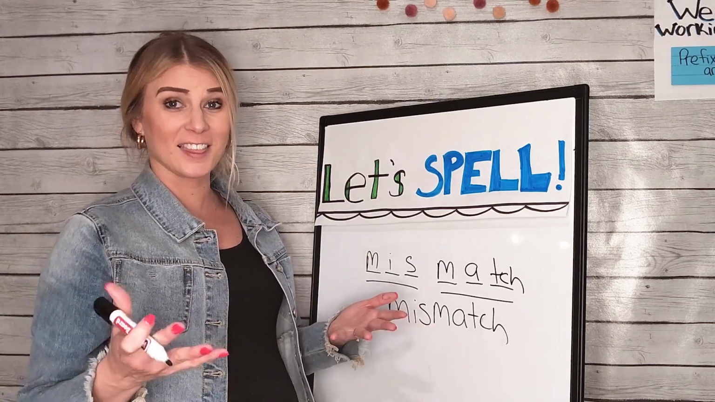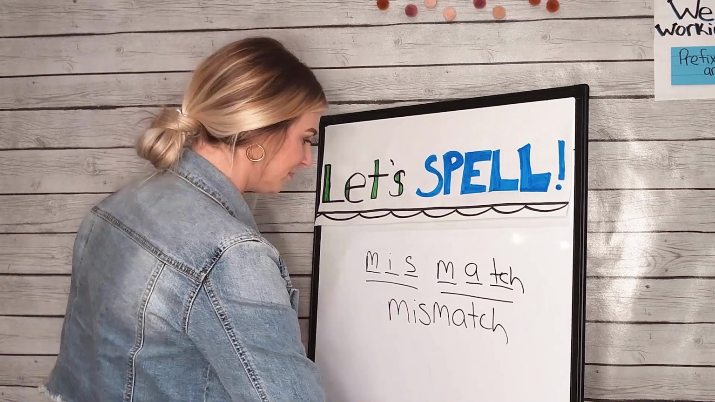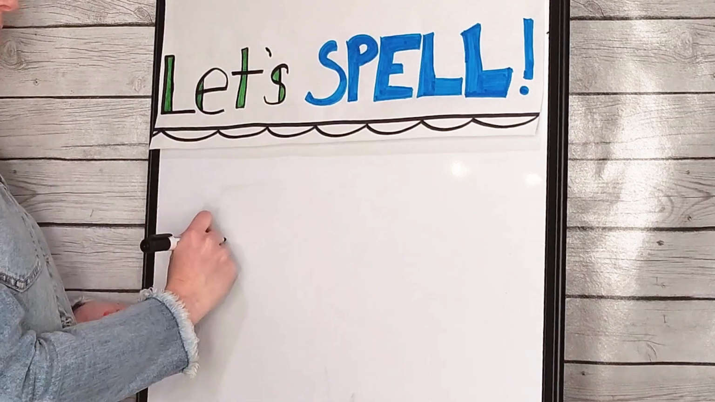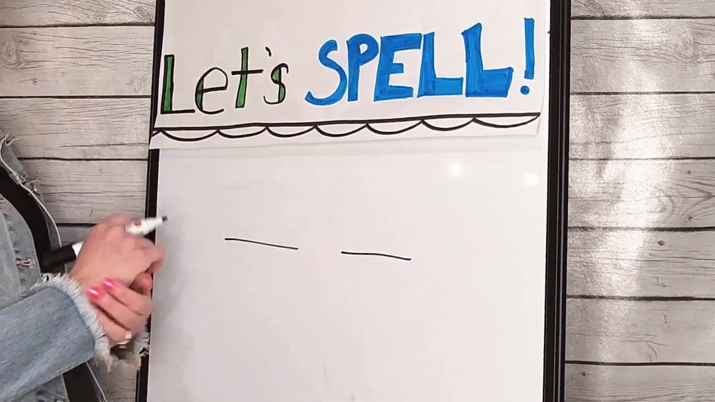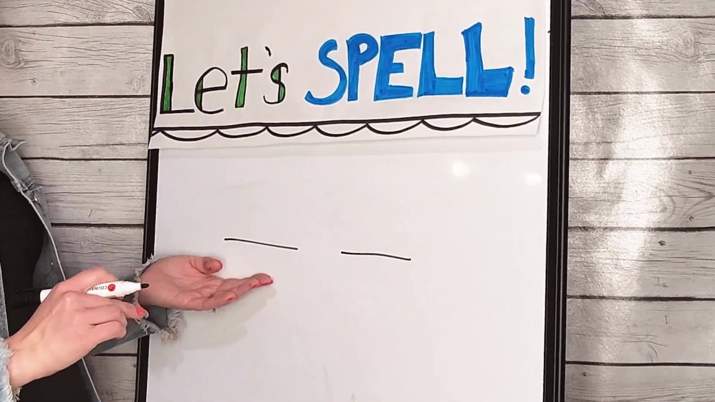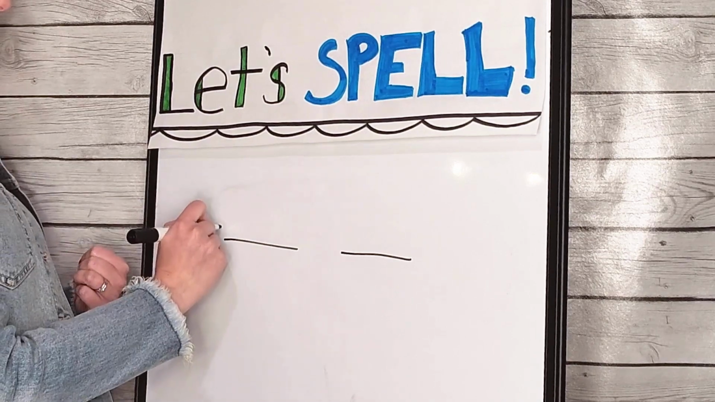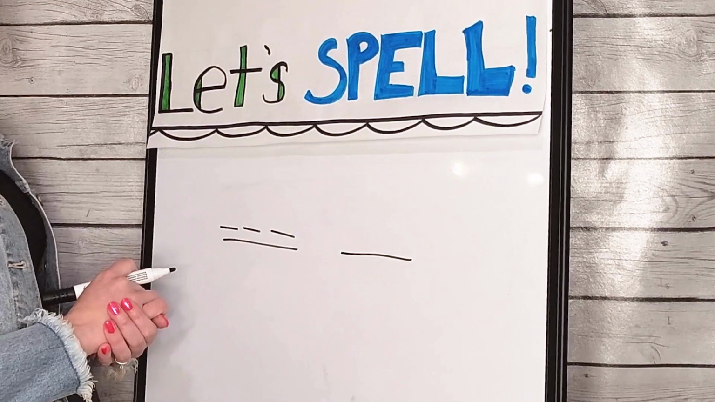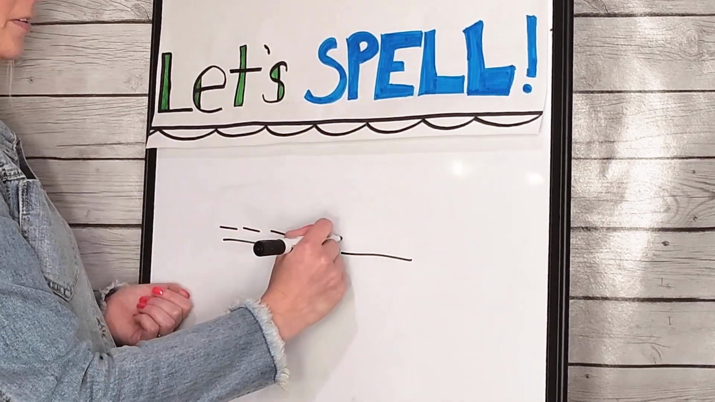All right, readers, let's get ready for our next word. Our next word is overdue. Can you say that word with me? Overdue. When I say that word, I hear two word parts. Overdue. When I say the first word part over, I hear the sounds o, v, er. When I say the second word part due, I hear d, oo.